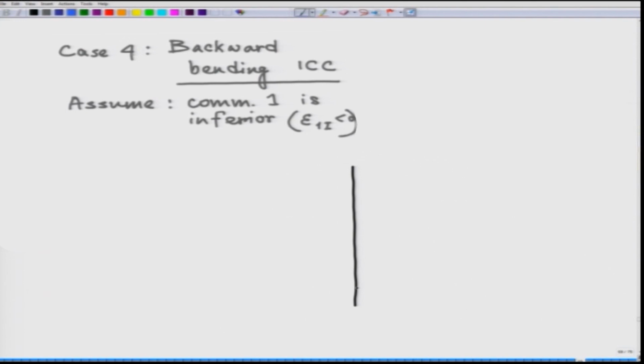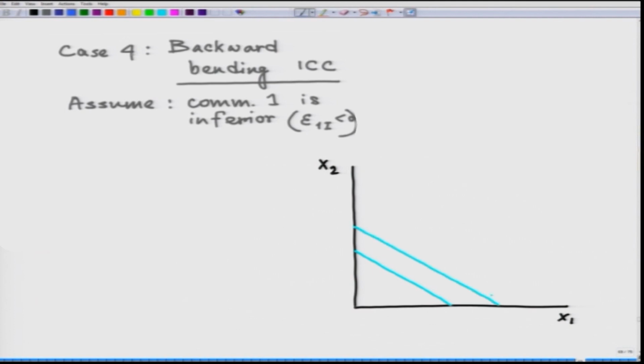This is a slightly complicated one, and in this case, as it is slightly complicated, I will prefer to draw the complete diagram. So, I will start with various income levels. Let us draw the initial budget line, and let us give the consumer some extra money.